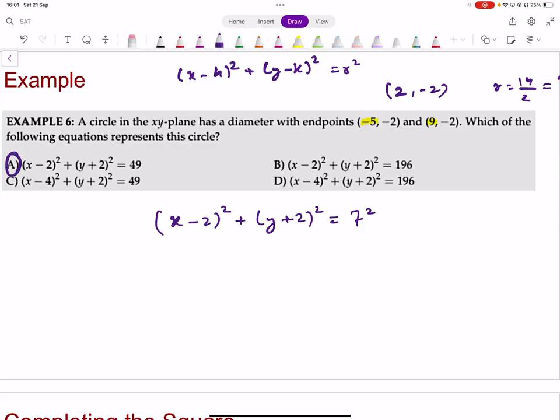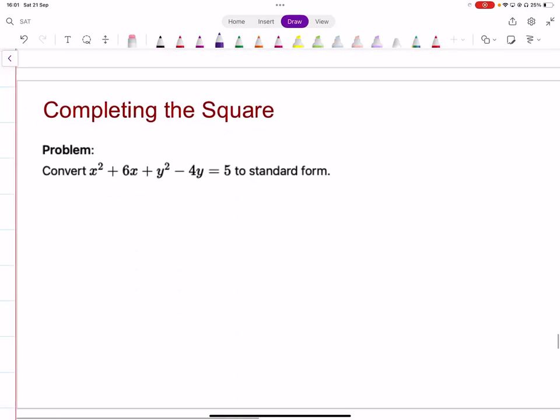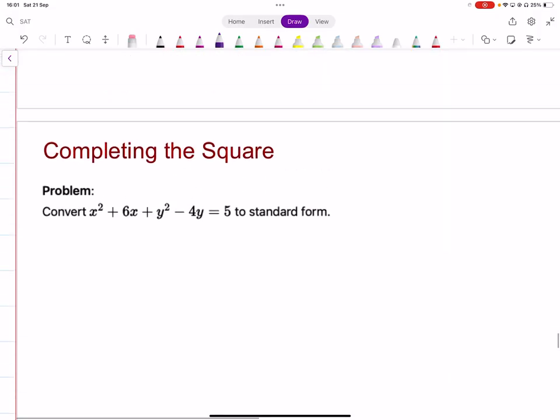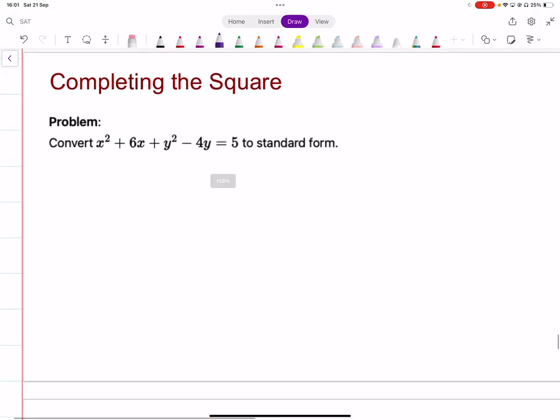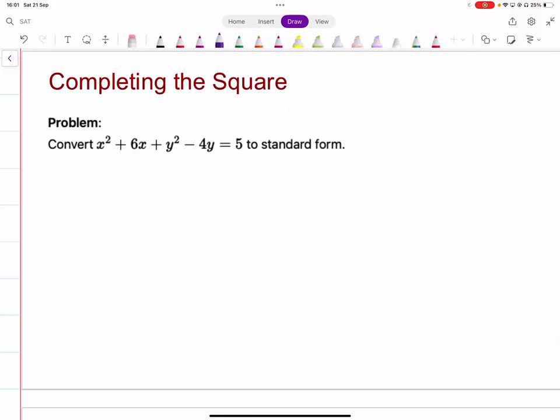Is that okay? Any problems? Okay. Yeah, we're almost done. What if we have to find the center of this circle and radius of this circle?